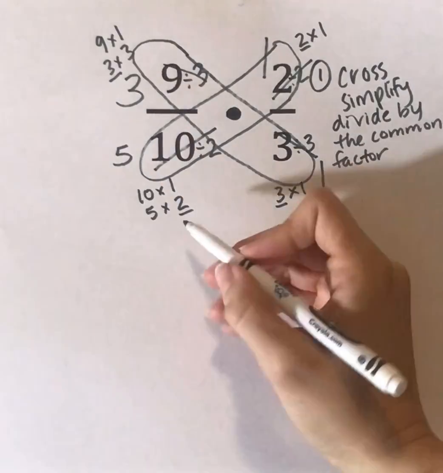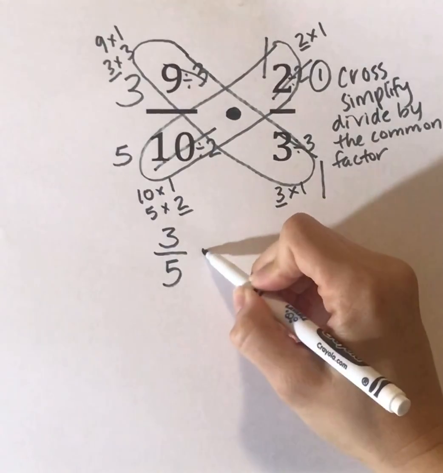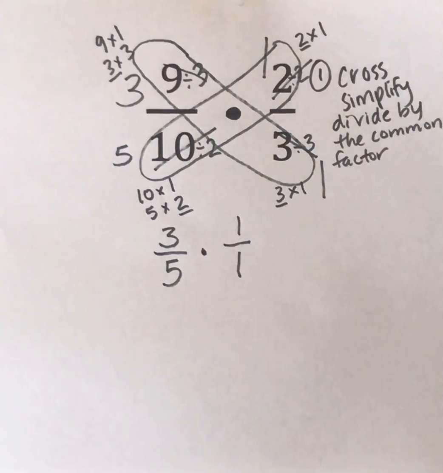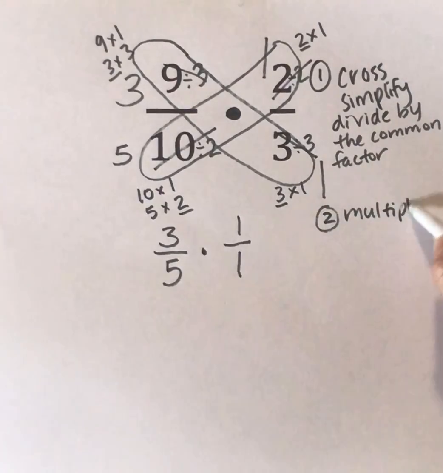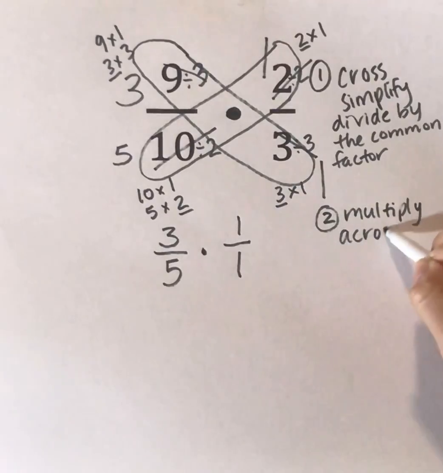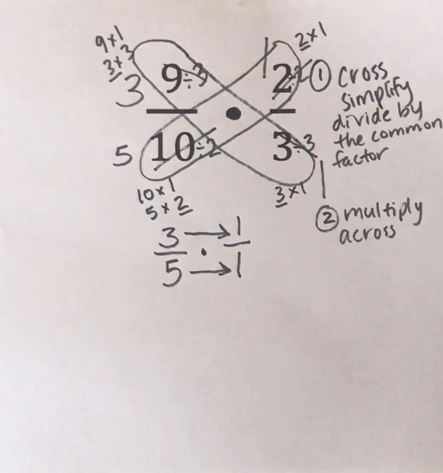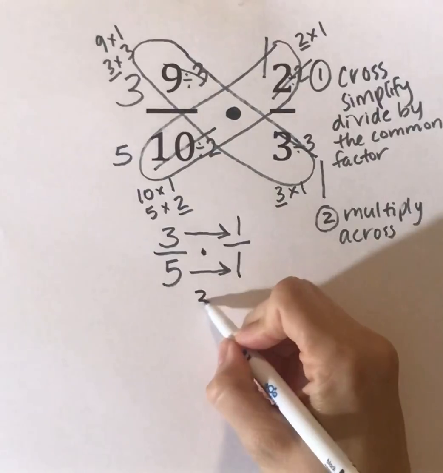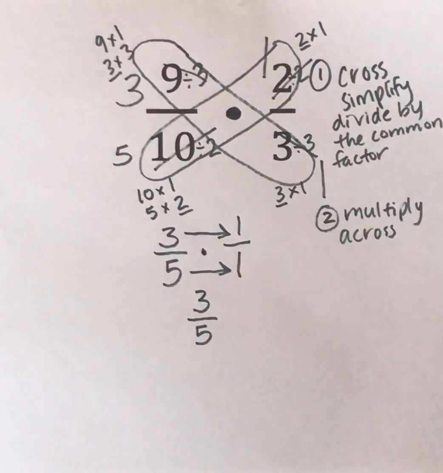Now, as you can see, I have a new problem. I have 3/5 times 1 over 1 after I cross simplified. The next step is you multiply across. What I mean by that is we're going to multiply straight across like that. So again, I'm going to do 3 times 1 is 3. 5 times 1 is 5.